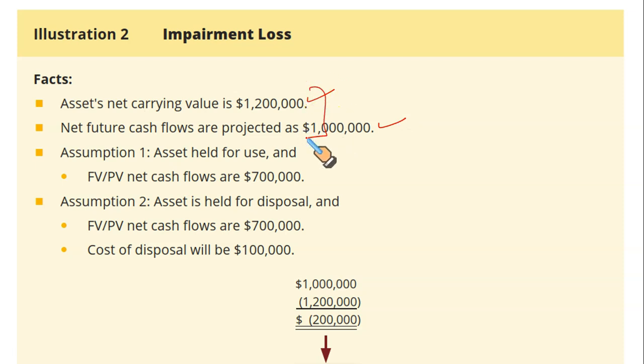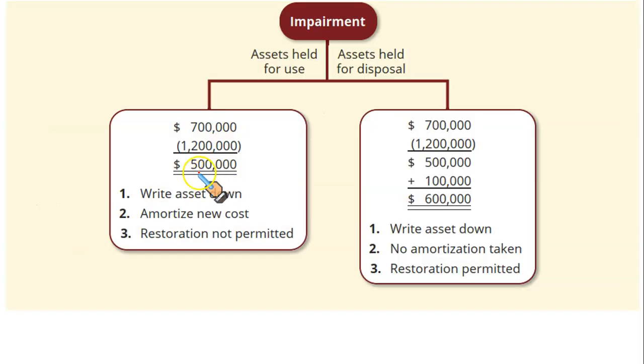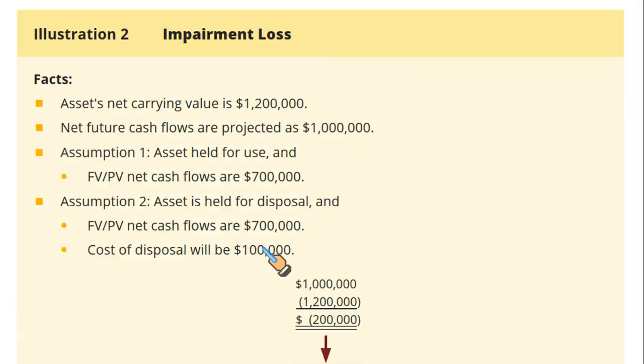If the asset is held for use, in that case we'll compare the carrying value of 1.2 million with the fair value, and it says fair value $700,000. So it means the carrying value versus the fair value, this difference, $500,000, will be the impairment loss to be reported. Write the asset down, amortize, new cost will be $700,000. Restoration is not permitted. Now the second part, asset is held for disposal.